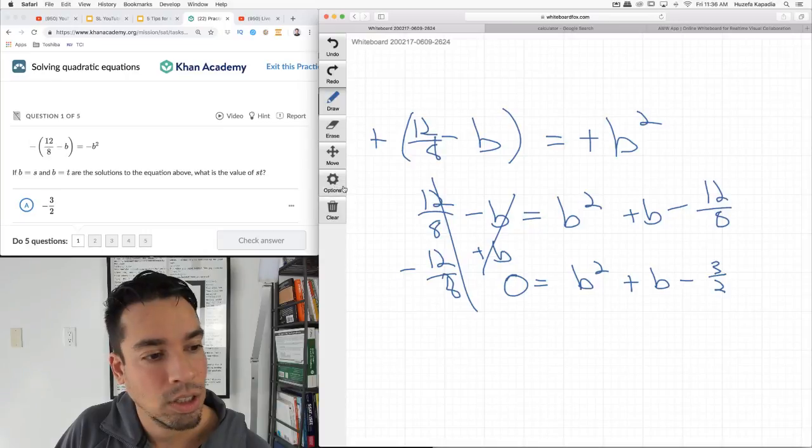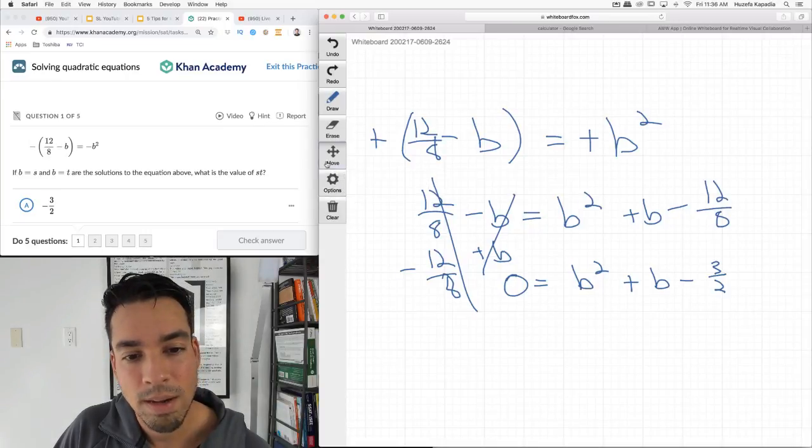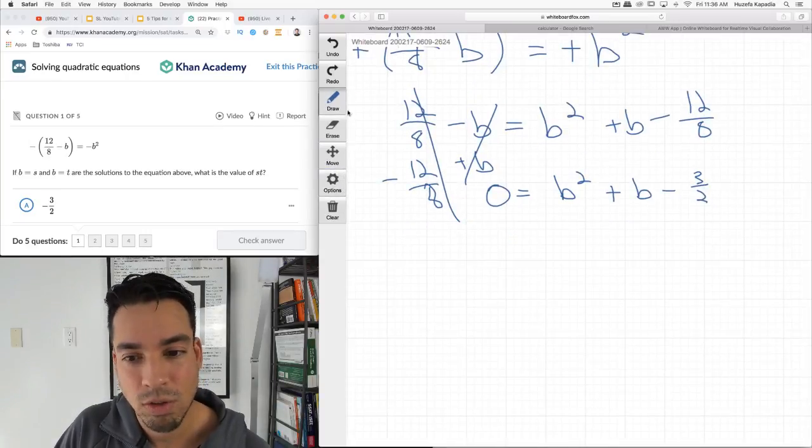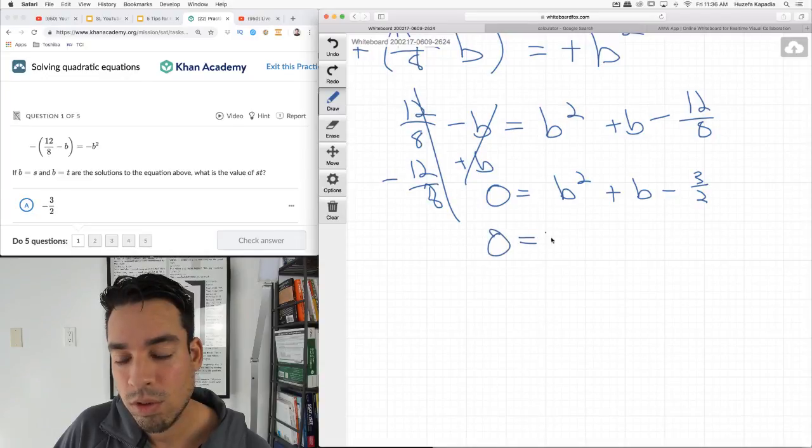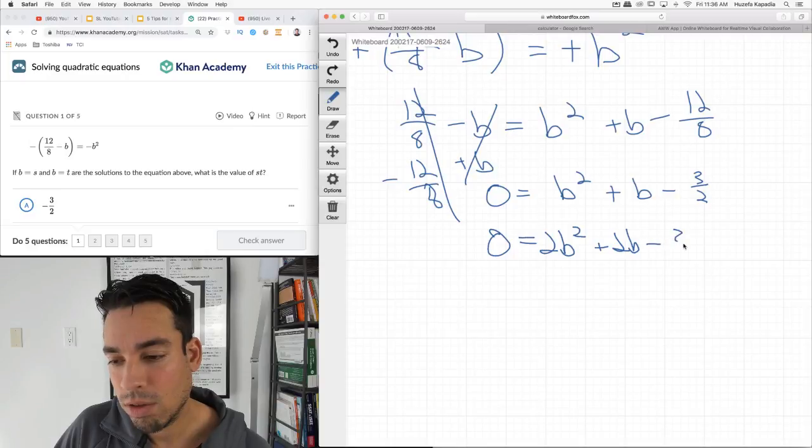So what I am actually going to do is multiply everything by 2. And we'll have 0 equals 2b squared plus 2b minus 3. So I'm just kind of thinking on my feet. Now we'll try and factor this.